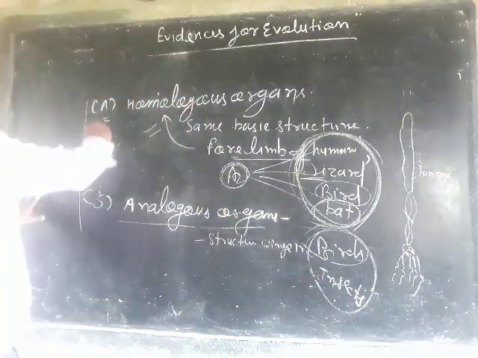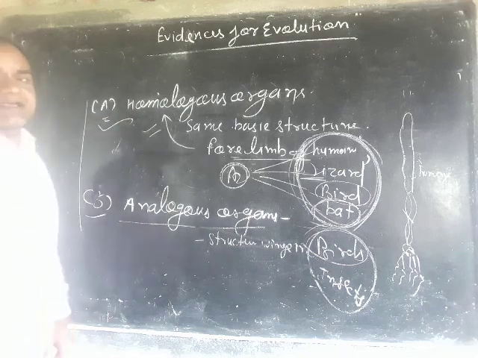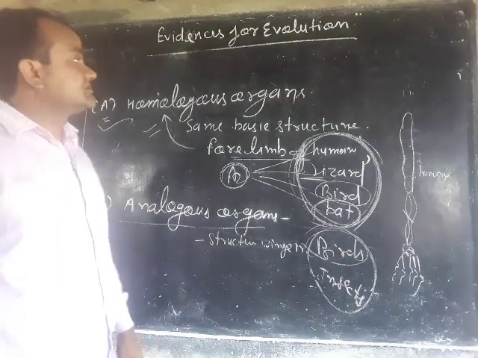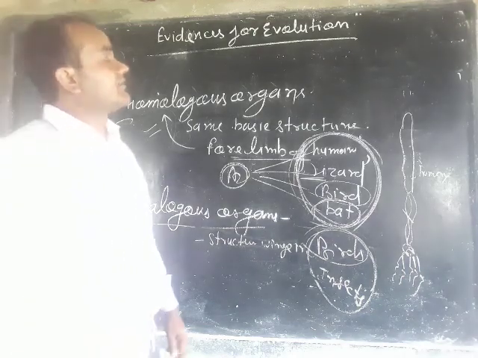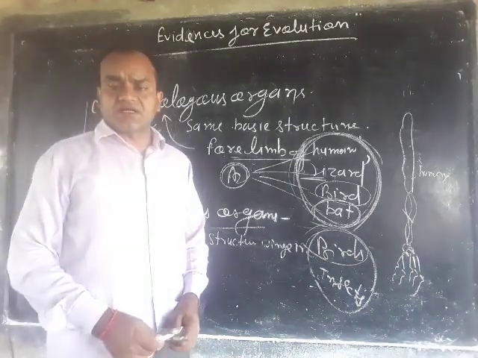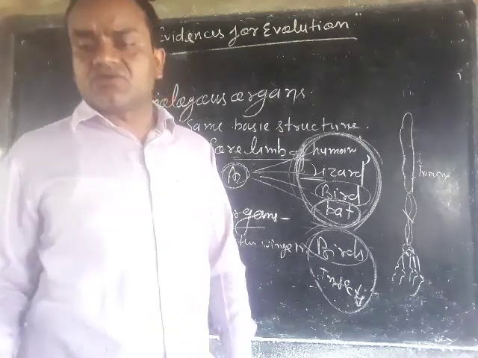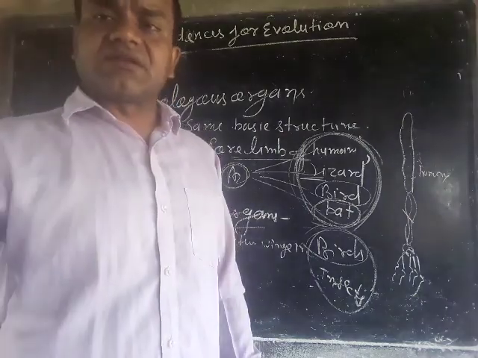So these are the homologous and analogous organs which provide evidence for evolution, and tomorrow we will discuss the evidence from fossils. Thank you.